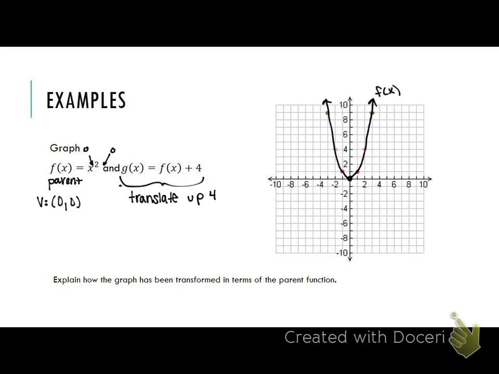So yes, this translation says we need to translate our graph up 4. So we are going to take all of our points that we just plotted, and the ones we can, we're going to translate them up 4. Okay.